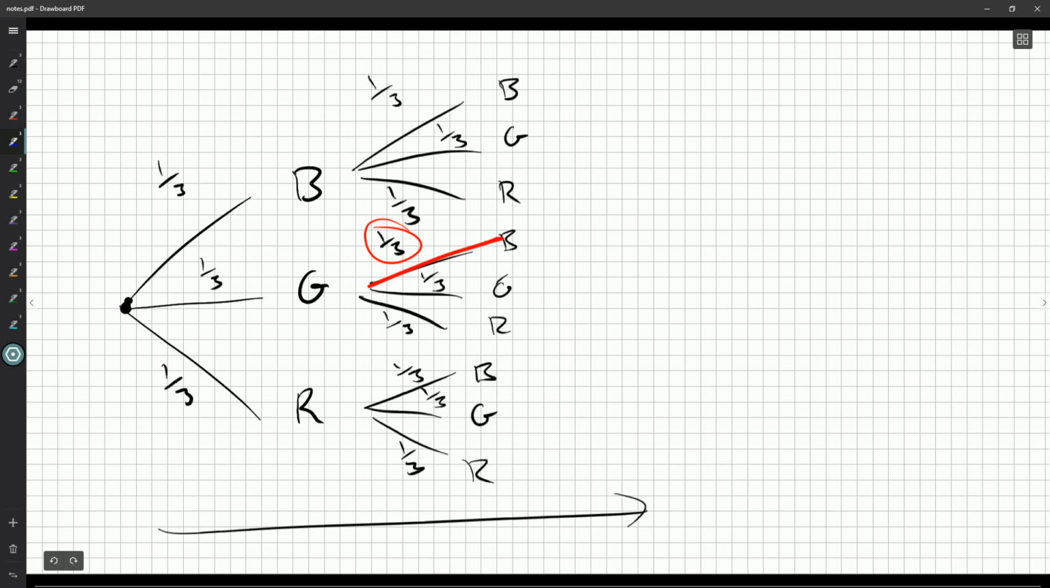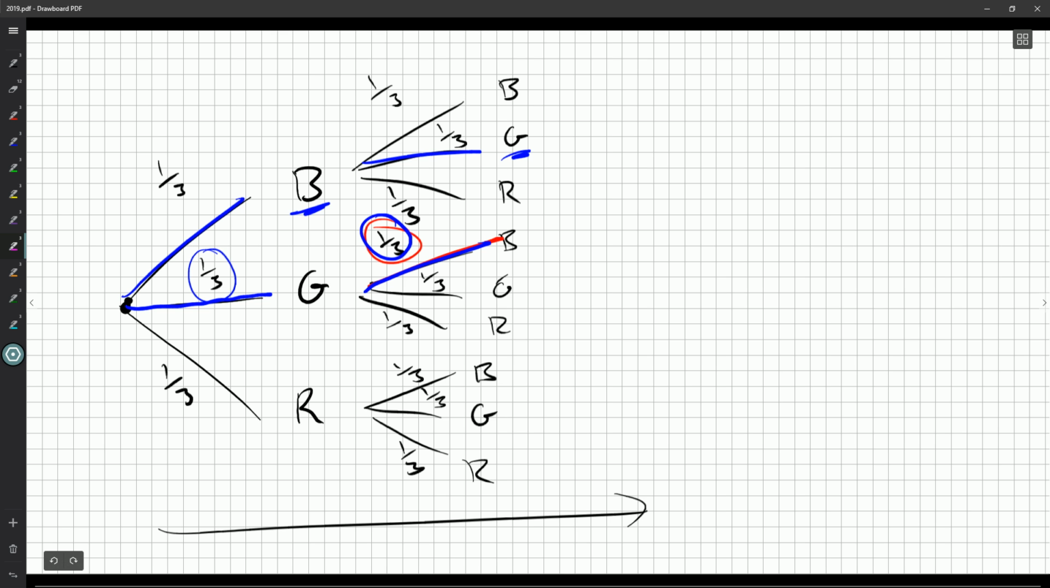Now, if somebody were to ask me, what's the probability of getting a green and then a blue? We get our answer by multiplying the numbers we see on our branches. 1/3 times 1/3, so it'd be 1/9 is the probability that I get a green and then a blue. And 1/3 times 1/3, or 1/9, is also the probability I get a blue and then a green. But we're not interested in that. What are we interested in?